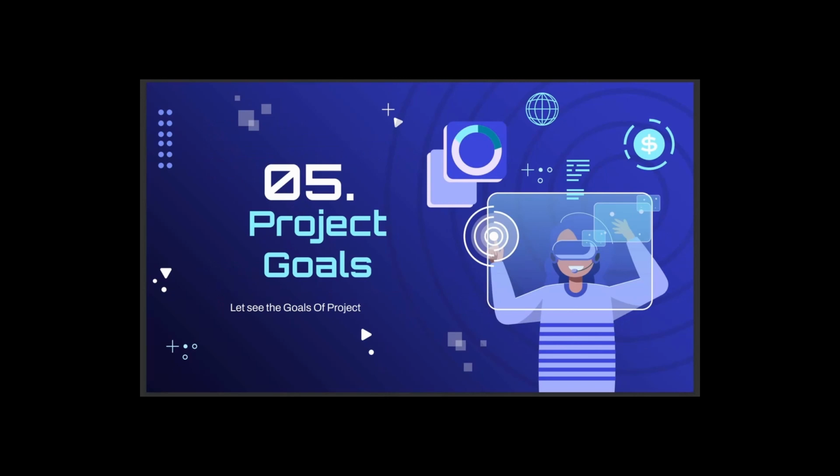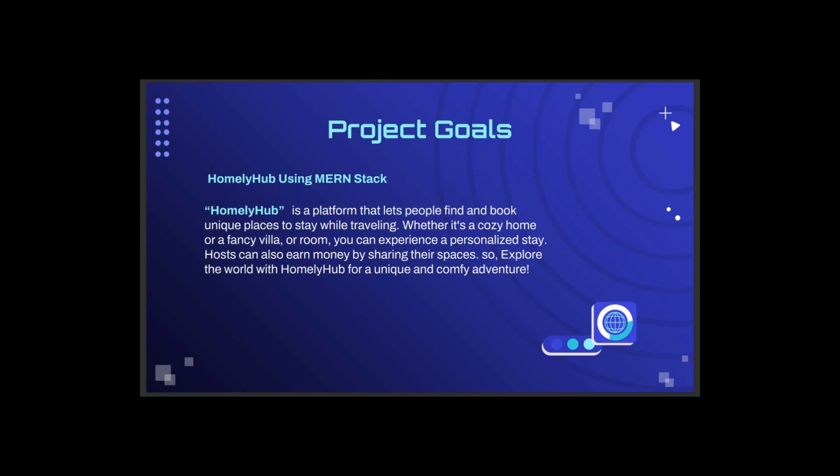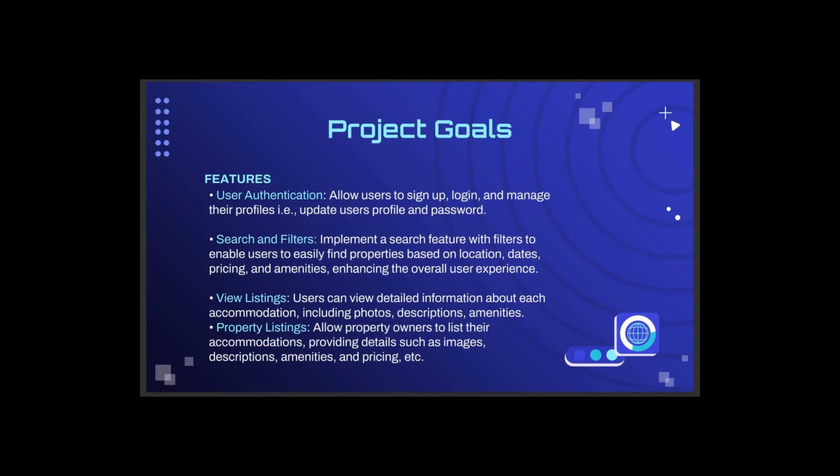First, project goal and the features of the project. Our project title is Homely Hub using MERN stack. Actually, we create a website named Homely Hub using MERN stack. Project output. Now we explore the Homely Hub with the help of VS Code. Homely Hub is a platform where people can find and book a unique place to stay while traveling.